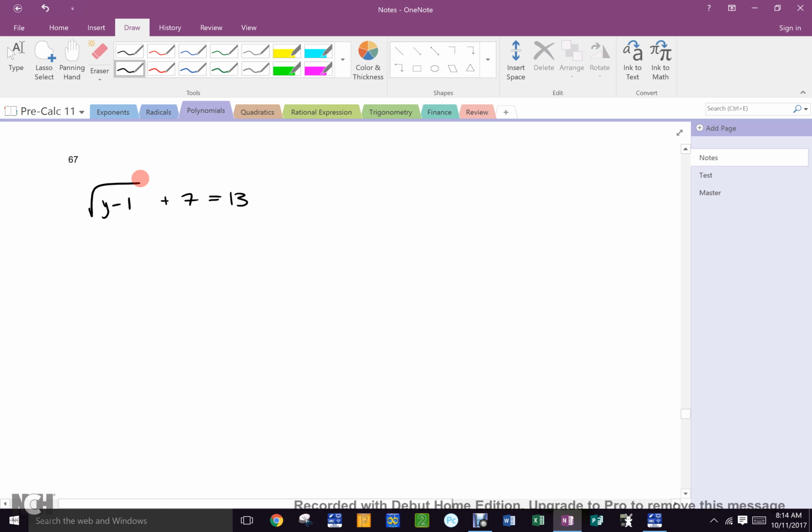Let's do that. What is accomplished when we start with 7? We do minus 7, and I get the square root of y minus 1 equals 6. Right there, I have accomplished the first step of radical equations, which is to always isolate any radicals. We have to isolate radicals. Everybody's happy with that?